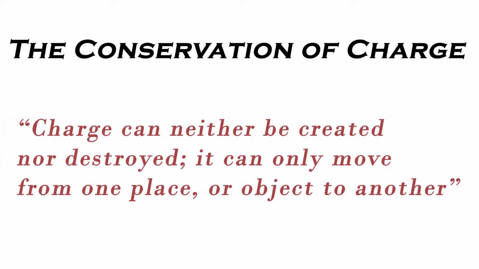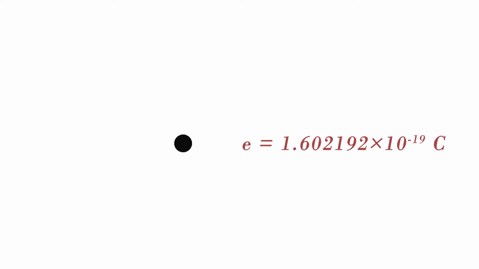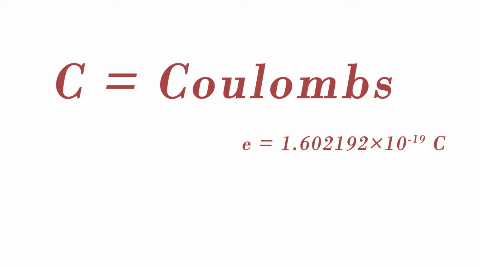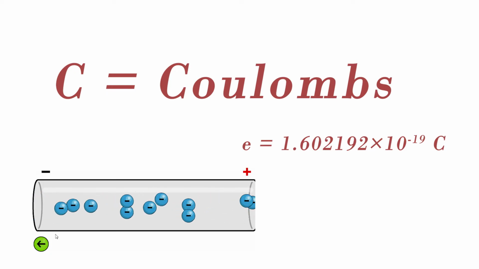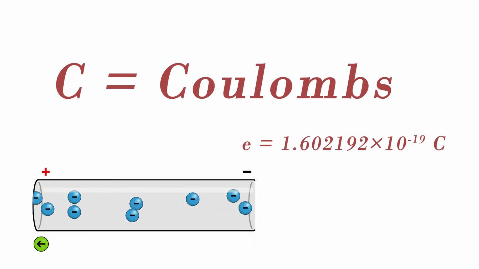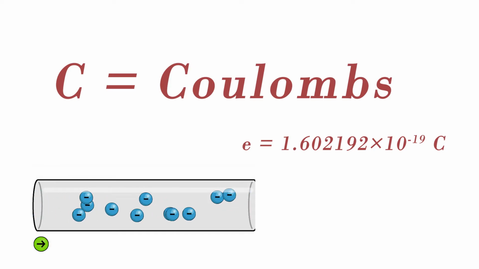The total charge of an isolated system is always conserved. Charge can neither be created nor destroyed. It can only move from one place or object to another. Each charge has a value of approximately 1.6 times 10 to the negative 19th power coulombs. The C stands for Coulomb, and 1 Coulomb is defined as the amount of charge flowing through a wire in 1 second. So in 1 second, all the electrons flowing through the wire is the value of 1 Coulomb. So you can imagine one individual electron has a very small charge.